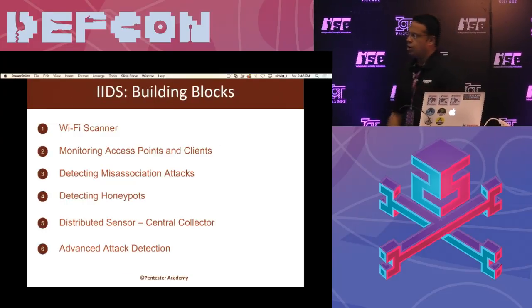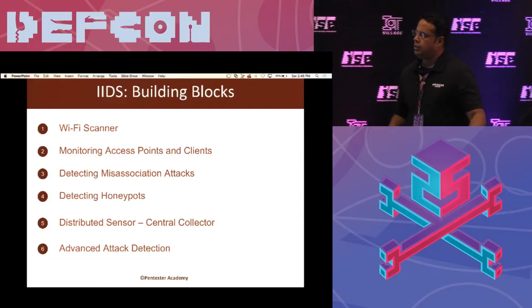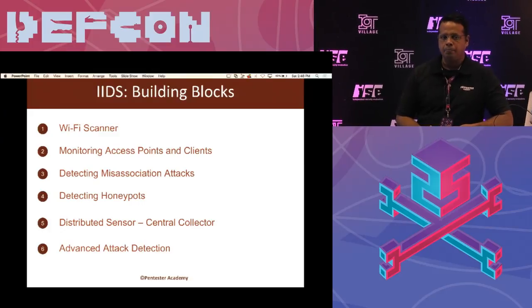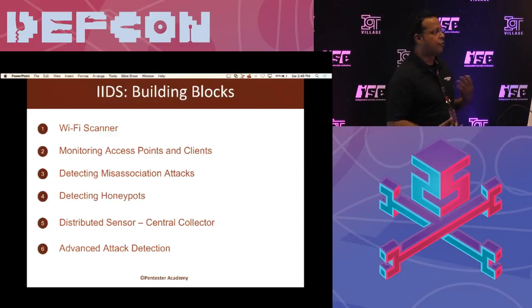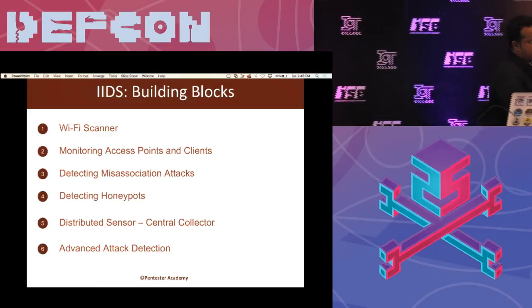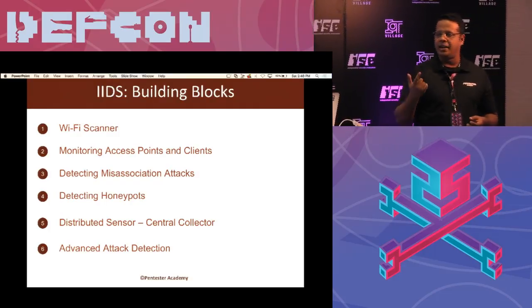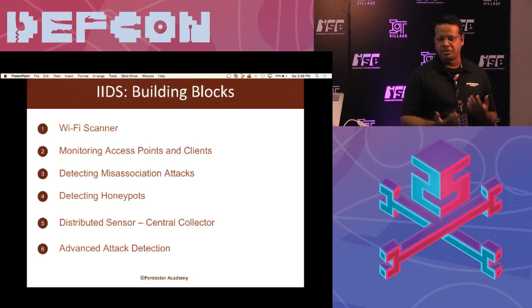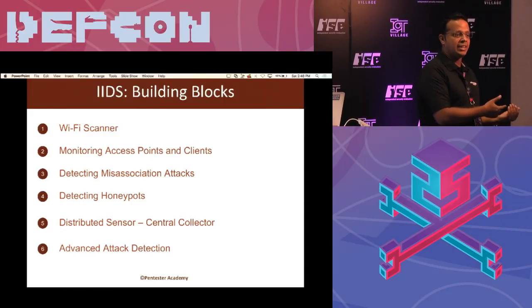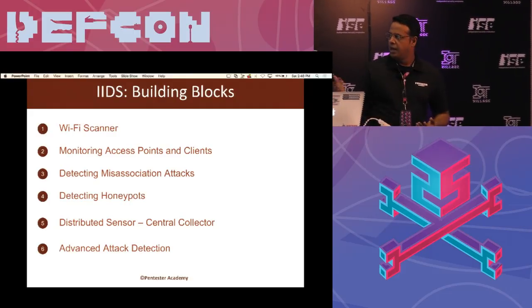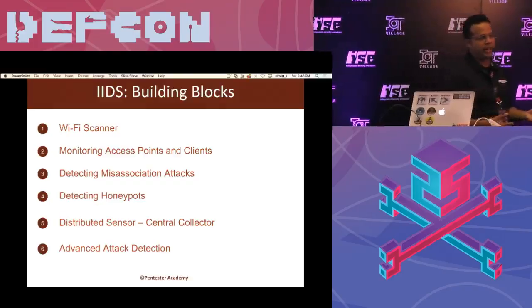So what could be the building blocks of an intrusion detection system over Wi-Fi? To begin with, of course, you have to have scanning functionality, right? You plug in your IoT IDS, it scans the air, starts looking at which access points are around, eventually can start monitoring certain access points of interest, which is your home AP or your office AP, and also starts monitoring clients.